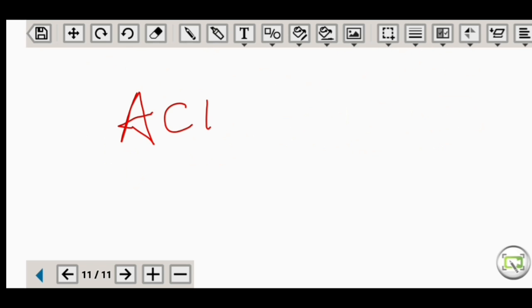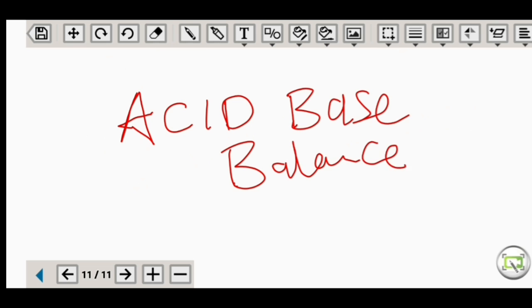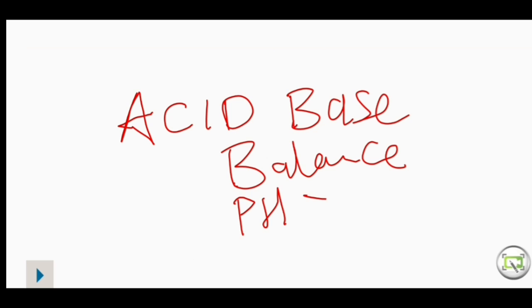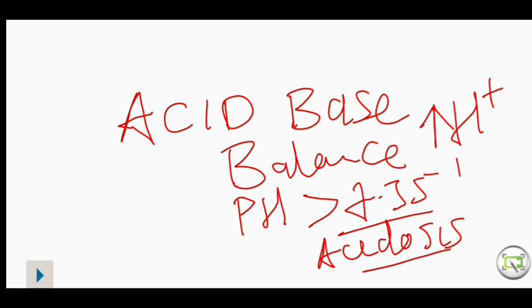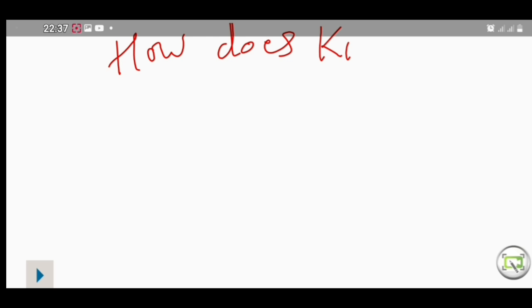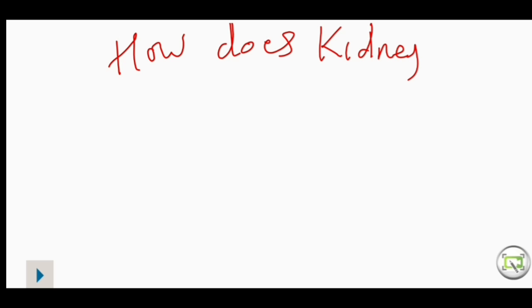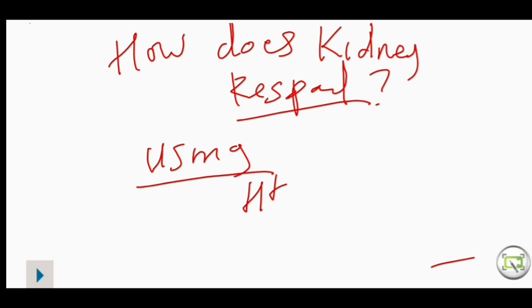So let's say the body is in an acidosis state. This means that the pH of the body is less than 7.35, which is acidosis. How does the body respond? We know that during acidosis there is an increased number of hydrogen ions in the bloodstream. So this is what we're going to see, how the kidney plays a part, specifically the collecting duct.